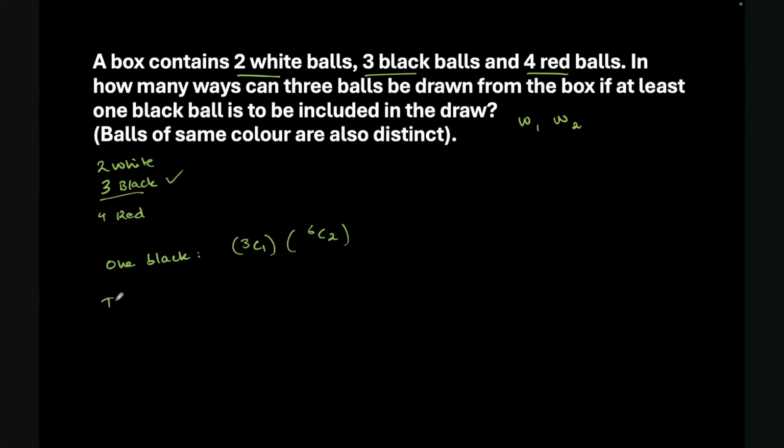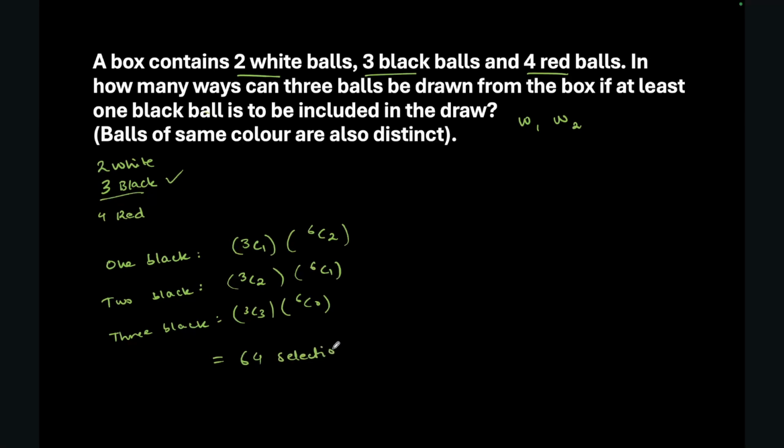Similarly, if we have 2 black, we have 3C2 and 6C1. And if we have 3 black, that's pretty obvious, that's just one way, but I'll still write it down: 3C3 times 6C0. Okay, nothing else. Now we just have to add each of these cases up. Then they come out to a grand total of 64 selections.